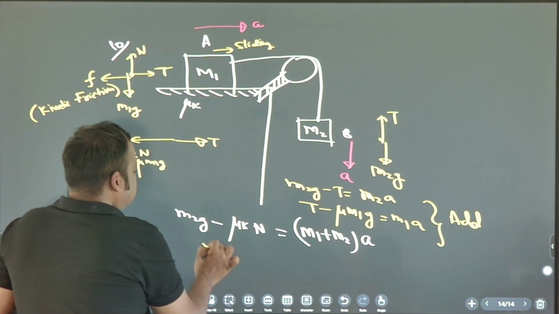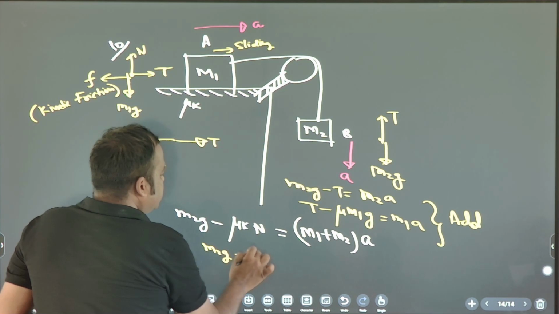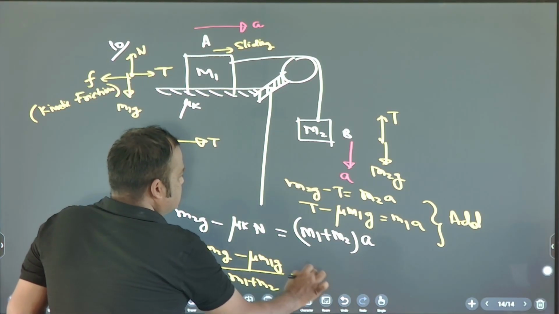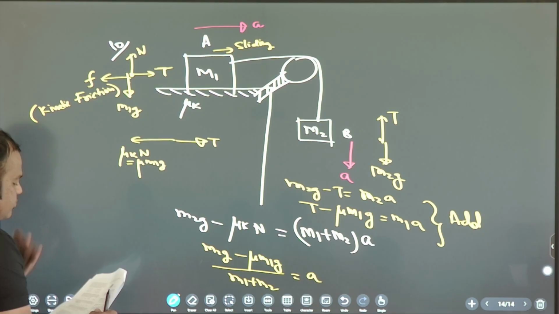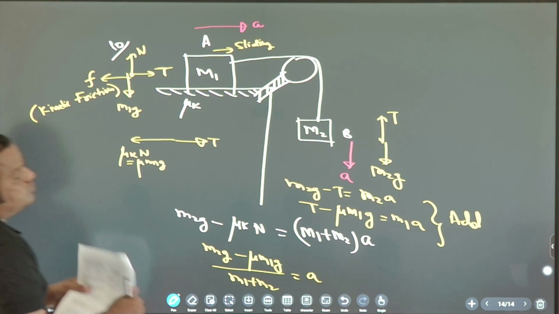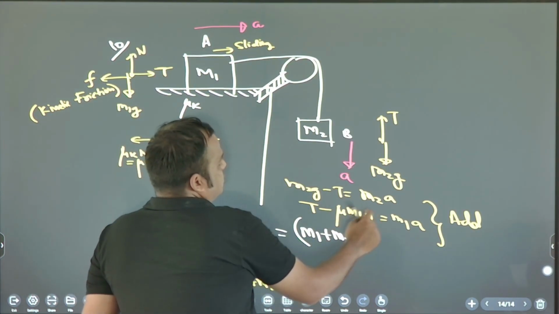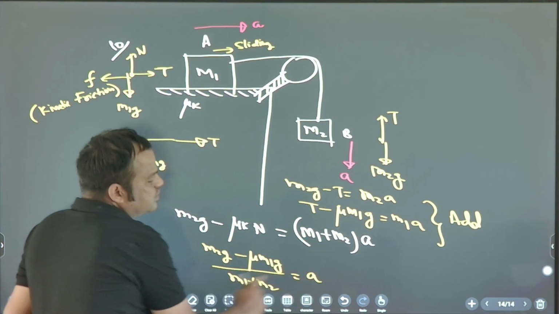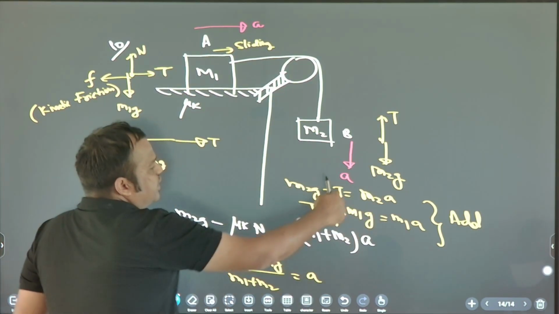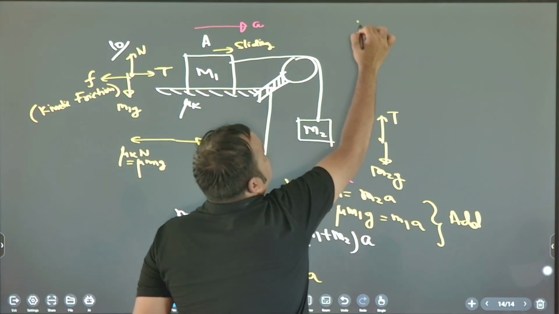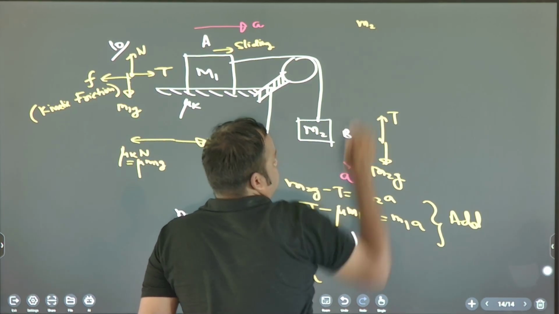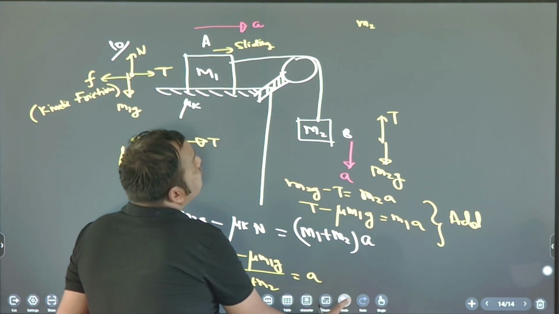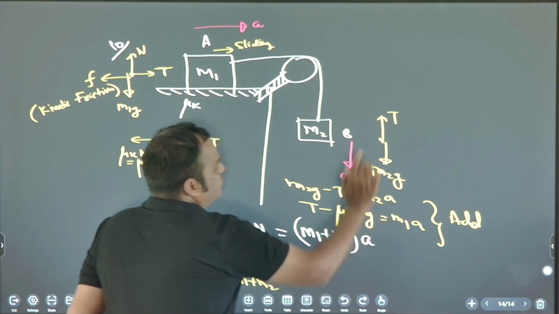So a equals (m2g minus mu m1g) divided by (m1 plus m2). But they are asking tension. How will you find tension? You can solve for tension by dividing also. If you want acceleration, you can add. To find tension directly, divide. Divide the first equation by m2, what do you get?